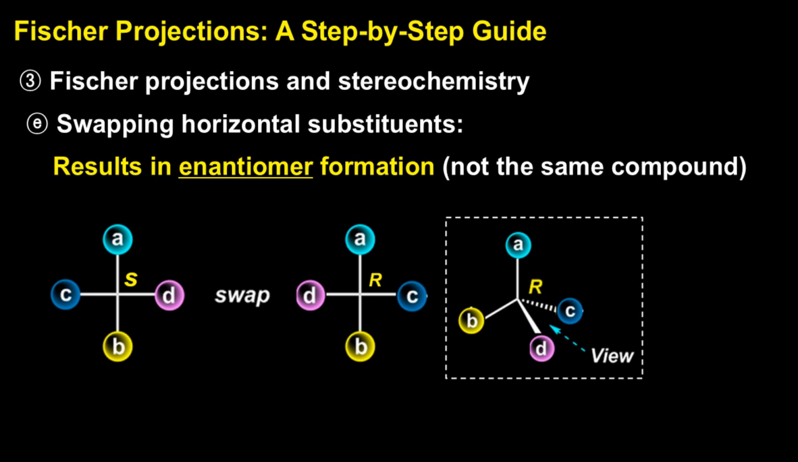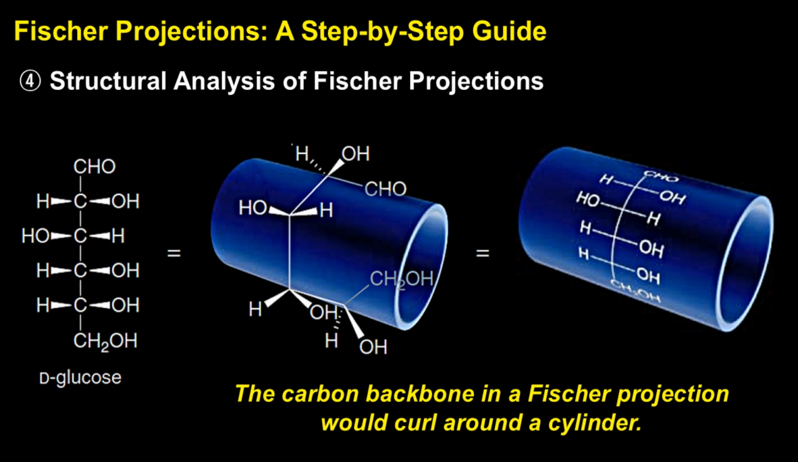If you switch C and D, the RS configuration gets flipped, basically turning the molecule into its mirror image. So just remember, swapping horizontal groups isn't allowed, since it changes the molecule's stereochemistry. Alright, let's take a closer look at what Fischer projections really show.